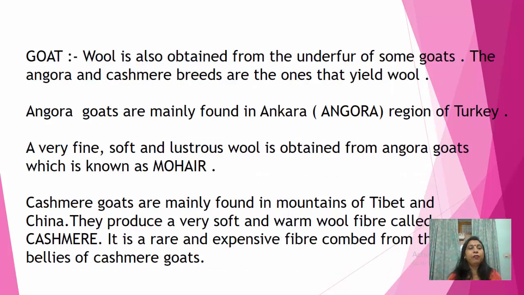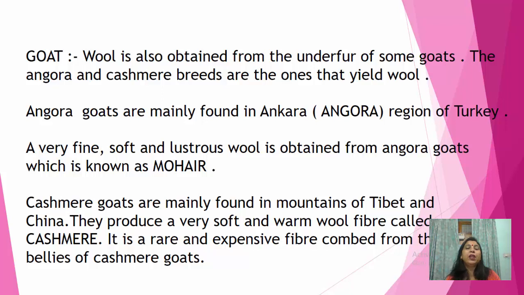Now the next animal from which we get wool is goat. Wool is also obtained from the underfur of some goats, and the Angora and Kashmir breeds are the ones that yield wool. Not all goats give us wool. There are certain varieties from which we get wool, and they are the Angora and Kashmir breeds. Angora goats are mainly found in Ankara, in the region of Turkey. Turkey is a country and Ankara, Angora is a place in it. From there come Angora goats from which we get wool.